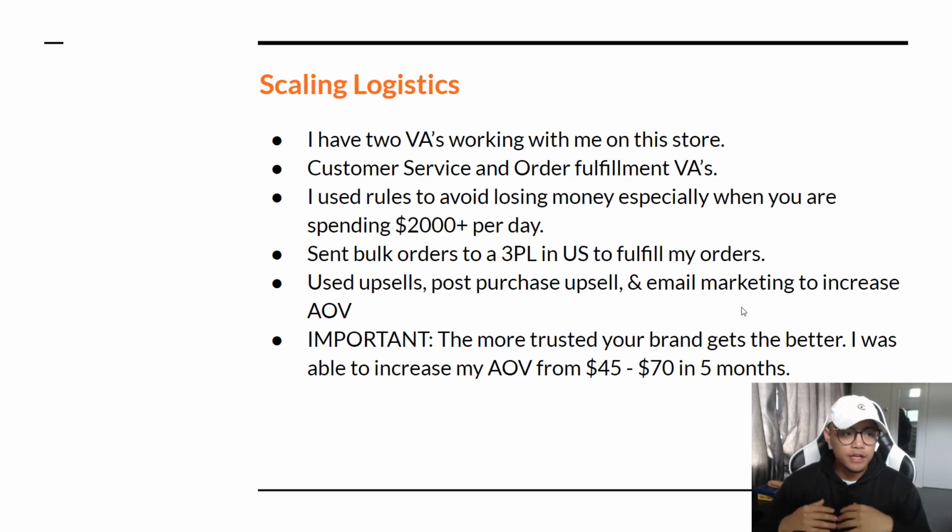Now, I just want to cover my scaling logistics. Basically, I had 2 VAs, or I still have 2 VAs working with me on this store. Okay, customer service and order fulfillment VAs. I use rules to avoid losing money, especially when you're spending over $2,000 per day. I then send bulk orders to a 3PL in the US to fulfill my orders. So basically what that means is I bulk purchase from China, from Alibaba, send it to the US, okay, to a fulfillment center, and then I started using a 3PL, which helps me fulfill the products.